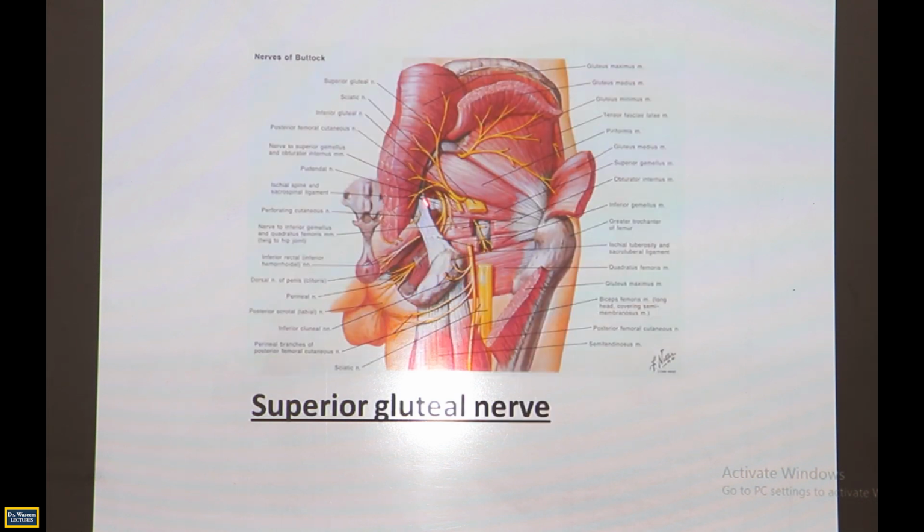Then in the gluteal region, you have the superior gluteal, the inferior gluteal, and the pudendal nerve. In the gluteal region, again the nerve to obturator internus and the nerve to quadratus femoris. You have the posterior cutaneous nerve of the thigh, and the largest of all the nerves in your body, the sciatic nerve.